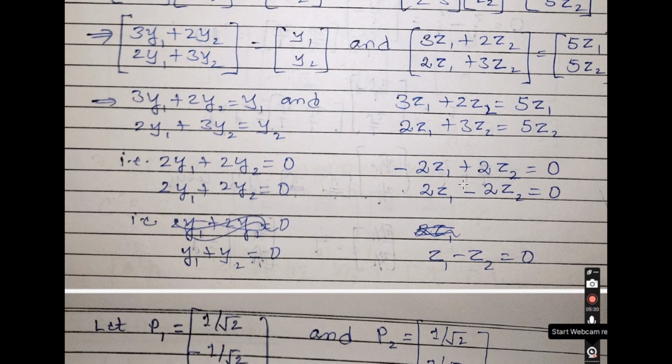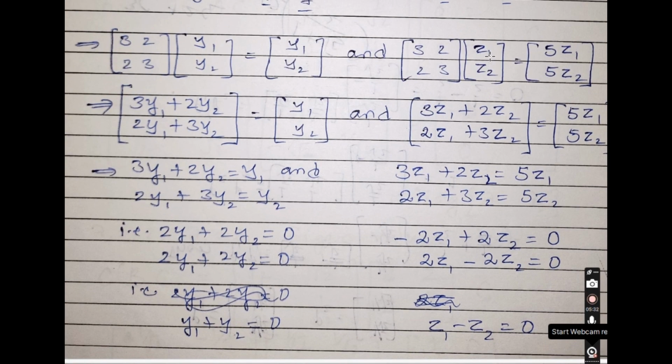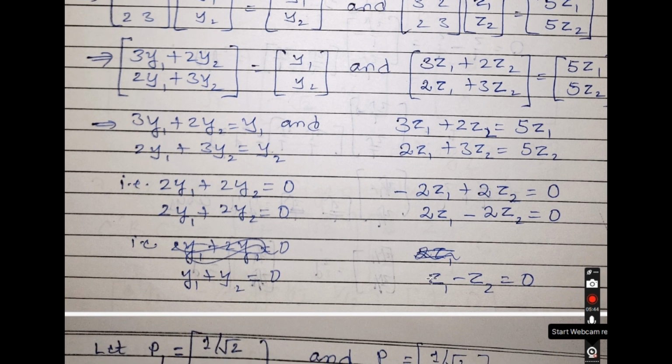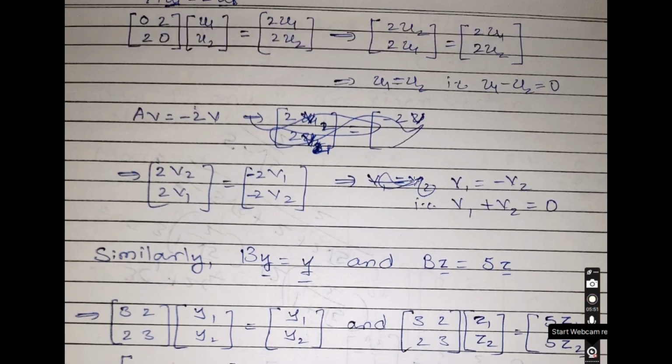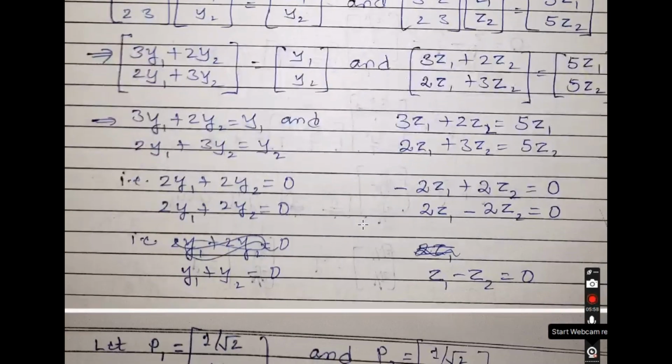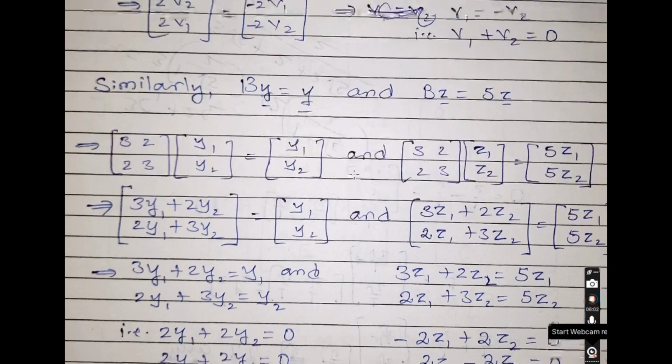Similarly here when we simplify, for the 5 value, we get 3z1 plus 2z2 equal to 5z1 and 2z1 plus 3z2 equal to 5z2. So upon simplification, this becomes z1 minus z2 equal to 0. So again we have almost the same set of equations. See, here the equation was u1 minus u2 equal to 0 and v1 plus v2 equal to 0, whereas here the equation is y1 plus y2 equal to 0 and z1 minus z2 equal to 0.